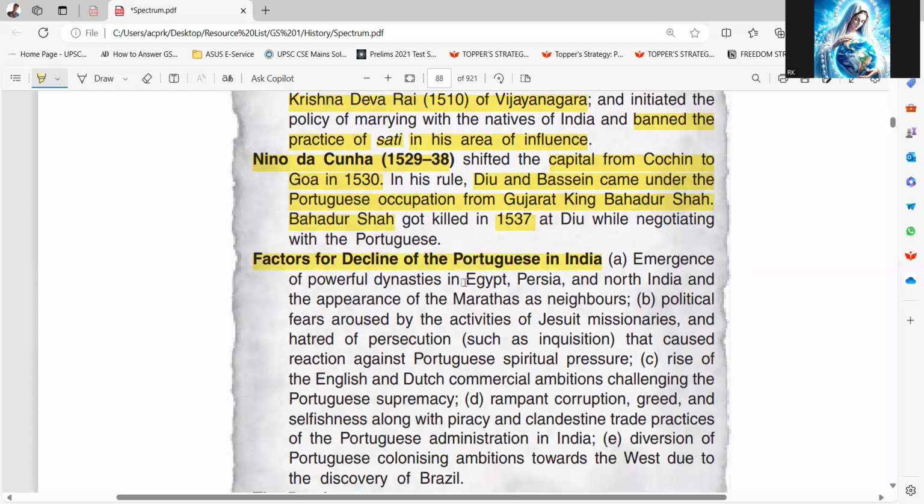Emergence of powerful dynasties in Egypt, Persia, and North India, and the appearance of Marathas as neighbors. Political fears aroused by the activities of Jesuit missionaries and hatred of persecution, such as Inquisition, that caused reaction against Portuguese spiritual pressure. Rise of the English and Dutch commercial ambitions, challenging the political supremacy.